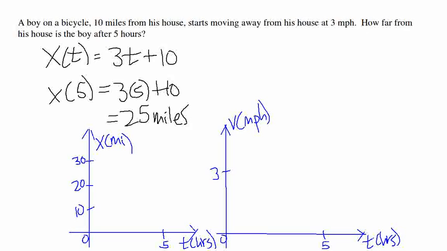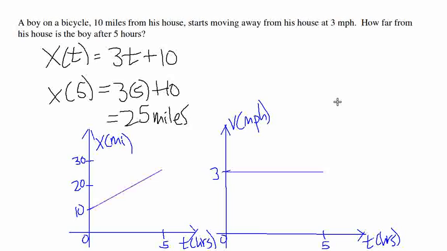Okay, so x is a function of time. The graph, for the 5 hours, is the following line segment. Okay, and the velocity graph with respect to time is the following horizontal line segment. All right.